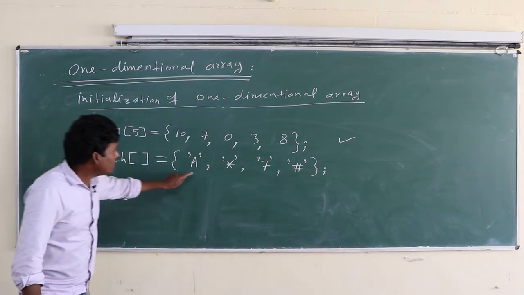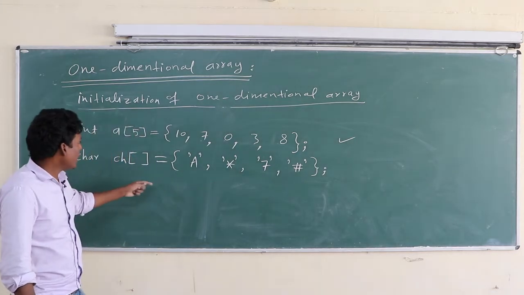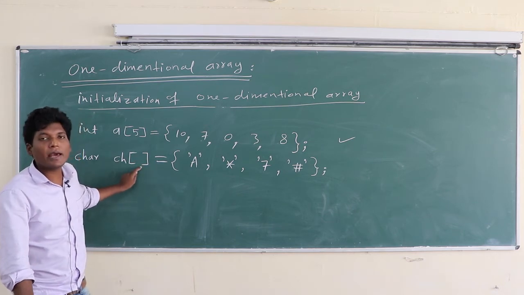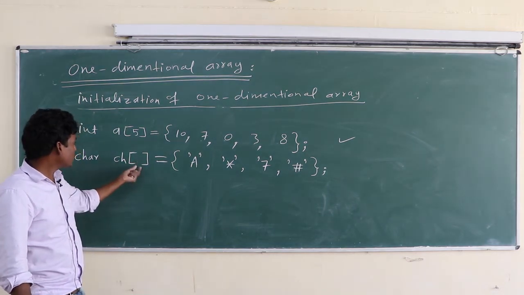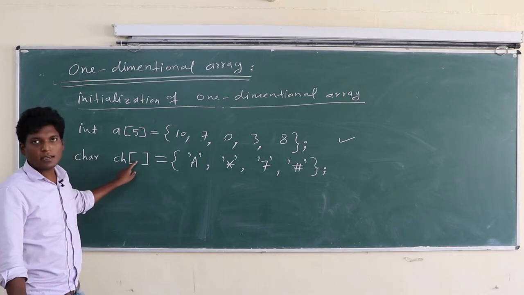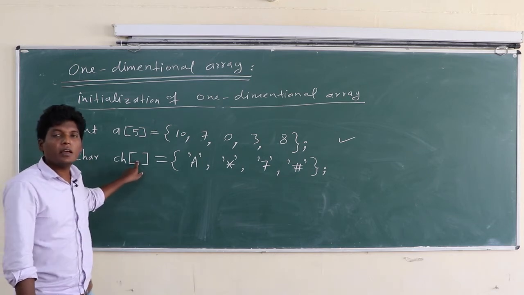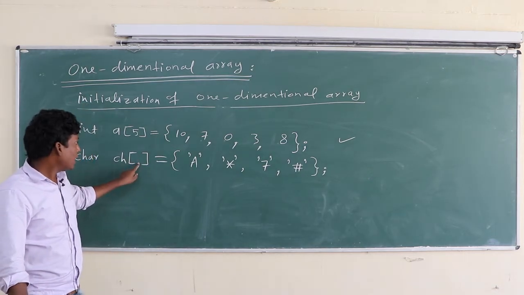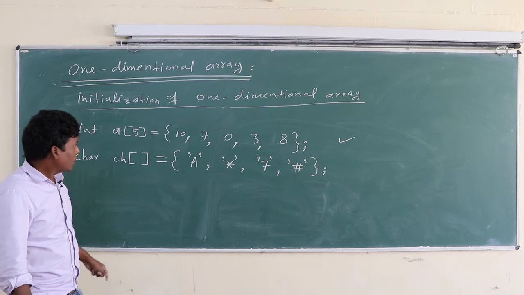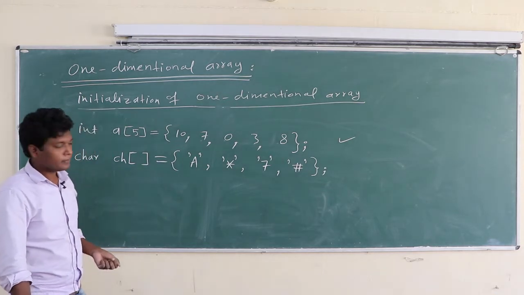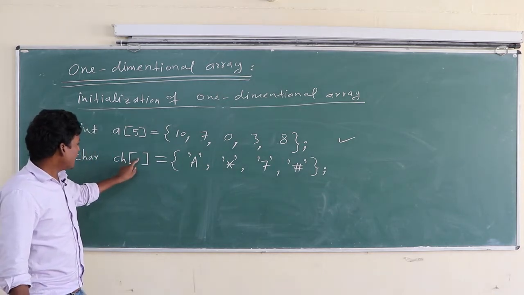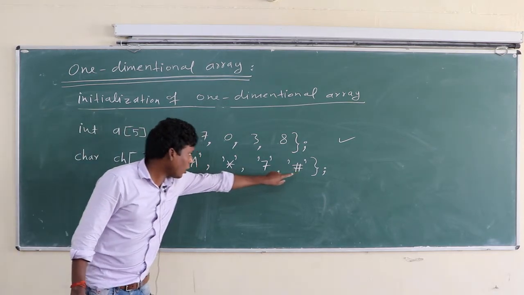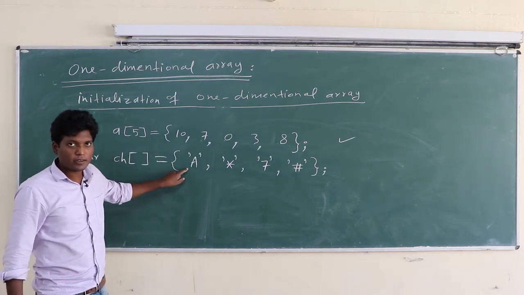Class, if you initialize an array, then you have a choice whether you mention the array size or not. In case of array initialization, you have the option whether you mention the array size or not. But in case of declaration of an array, you have to mention the array size. Array size must be a positive integer constant. But in case of initialization, you have the option whether you write the array size or not. So there are 4 elements, 1, 2, 3, 4, and all elements are character constants.